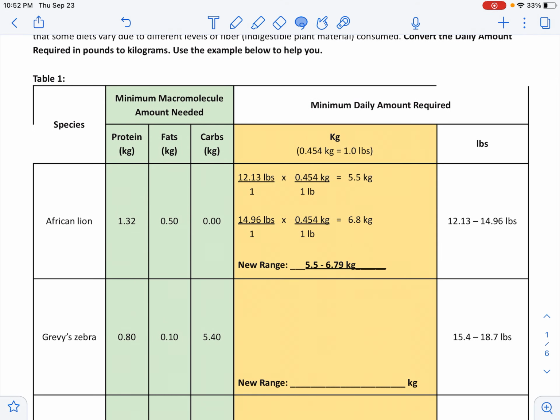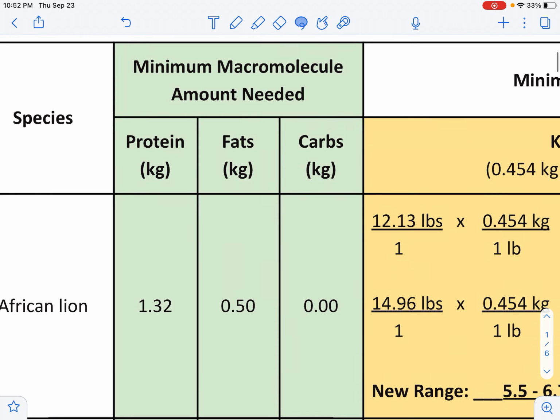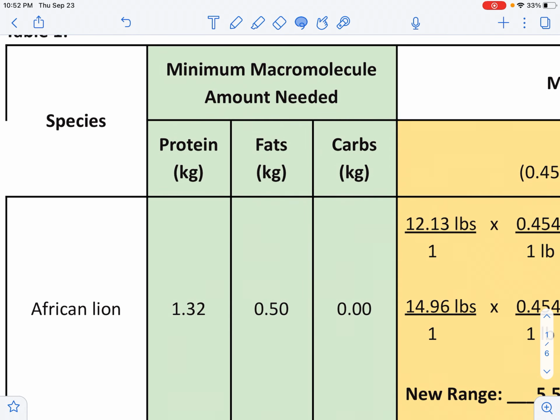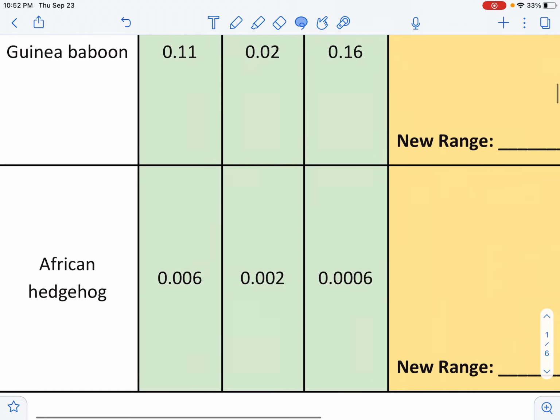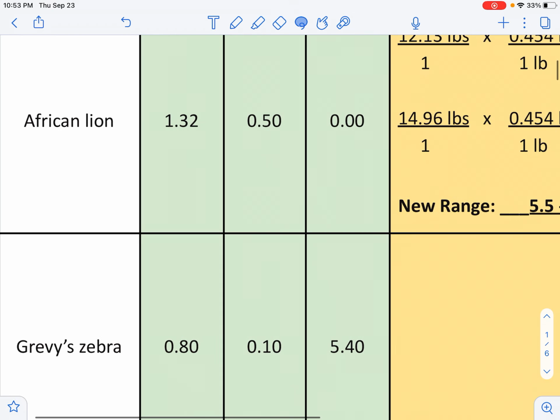Now with each of these, what this first table shows is a couple things. It shows the minimum macromolecule amount needed, and then the minimum daily amount required. The minimum macromolecule amount is provided. There's nothing that you need to do here, and this is what's in green. So it shows proteins, fats, and carbs. Everything's in kilograms for each of the 4 species. You can see that the hedgehog has the tiniest amount, and the lion and zebra have the largest amount.